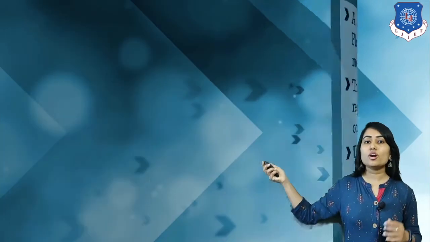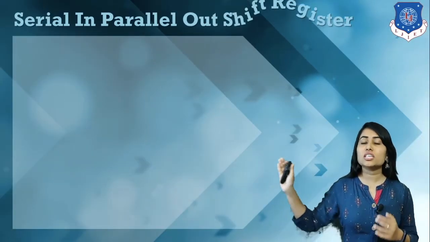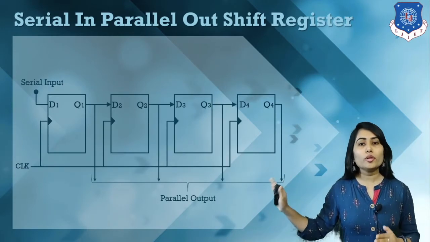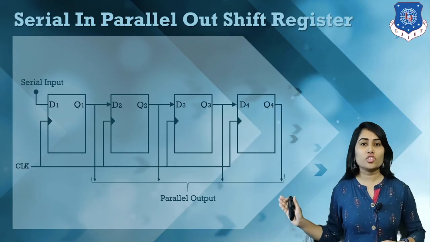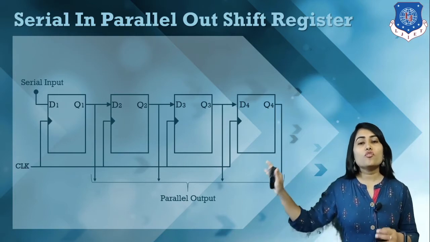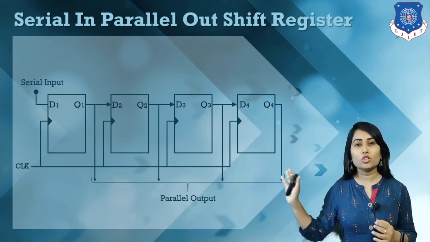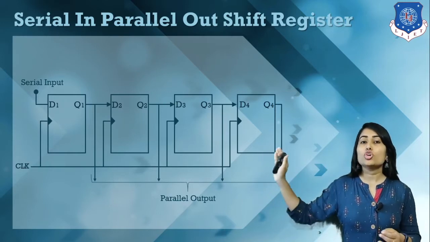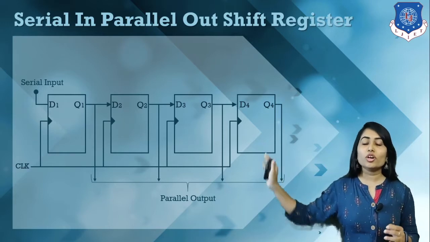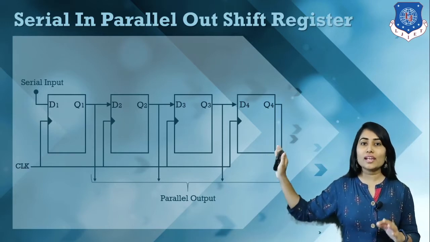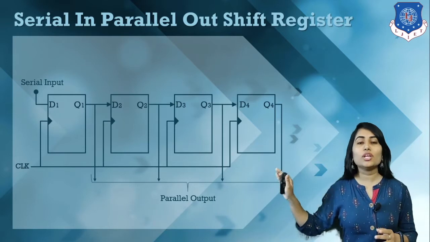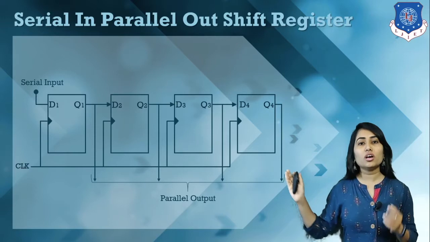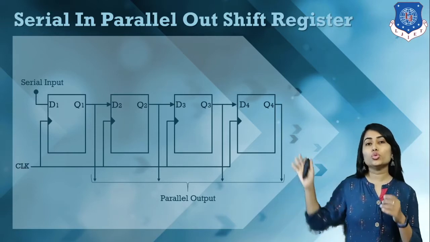Here we have a basic block diagram for the serial in, parallel out shift register. This is a 4-bit serial in, parallel out shift register. Here our data can enter one bit at a time. At D1 we have a serial input, and our data is shifted like this, and here we have outputs at Q1, Q2, Q3, Q4.